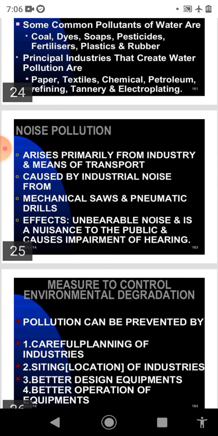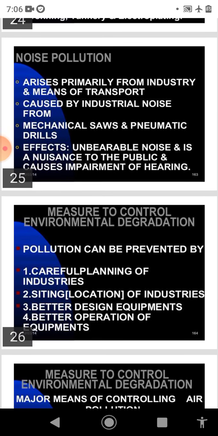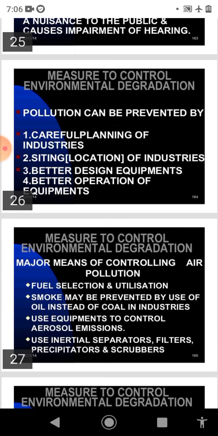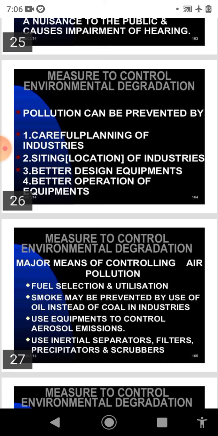After that, we will discuss measures to control environmental degradation. So you may go through the slide. First one, use of recycled water. Contaminated water is a major source of pollution. Water pollution can be checked by minimizing use of water for processing, by reusing and recycling.